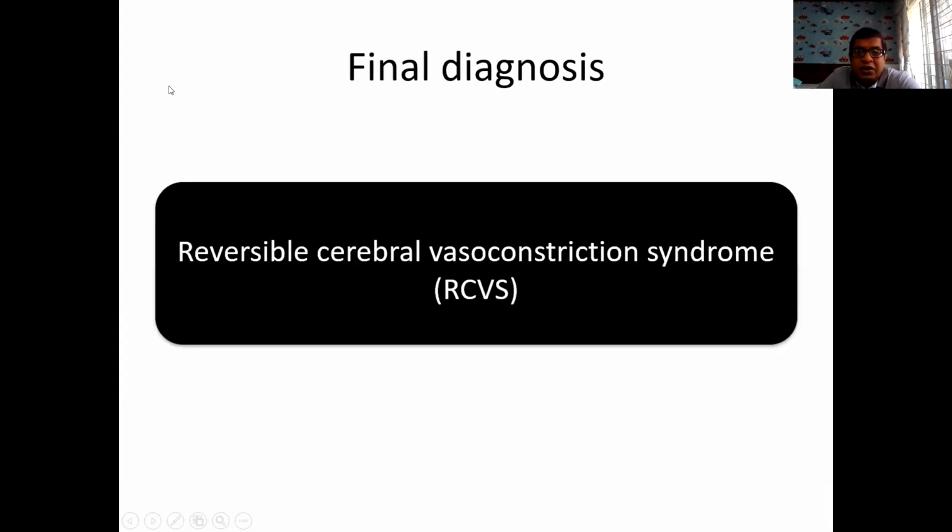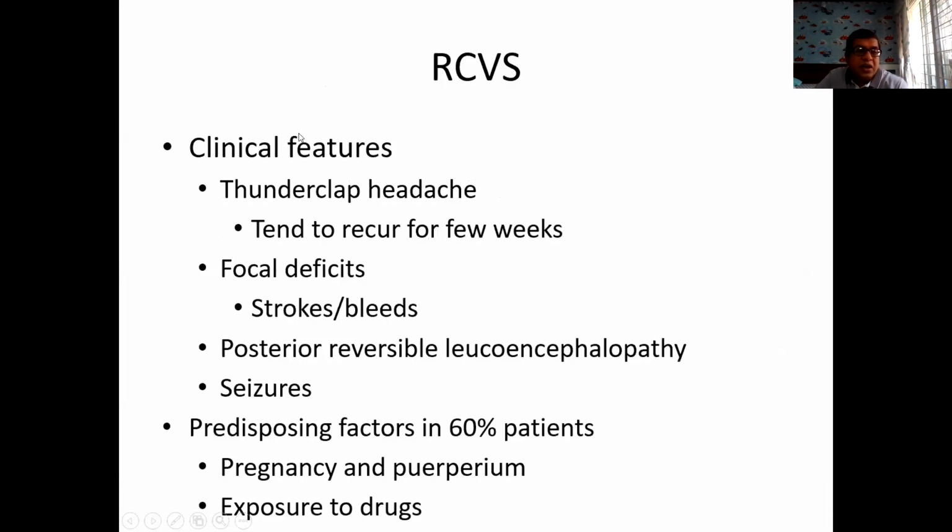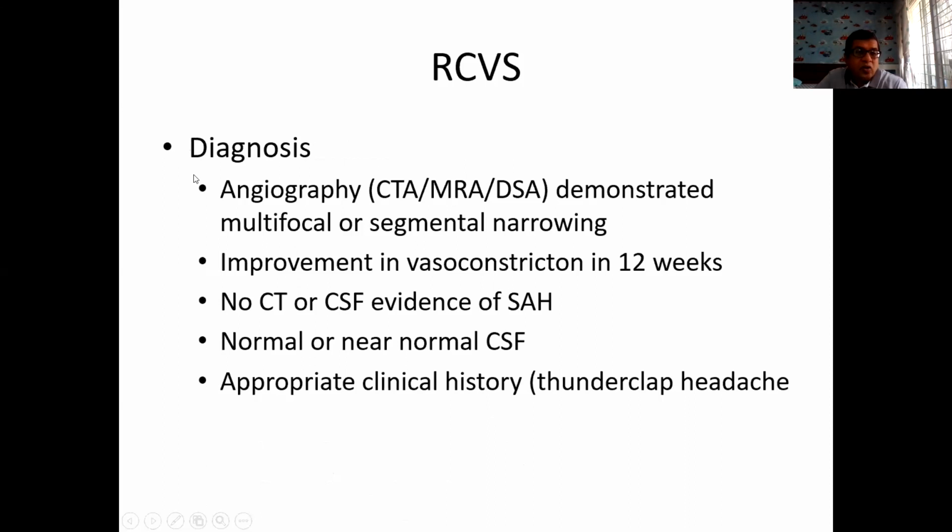There was a discussion of RCVS a few days ago in one of these fine evening programs, so I won't go into detail of it. A large number of other names were given, and it was Anish Singhal who really coined the term RCVS. The clinical features include recurrent thunderclap headache. There may be focal deficits which can come later. Some of these patients may rarely have encephalopathy. Seizures may be there in some of these patients. Drugs, serotonergic and sympathomimetic drugs, as well as pregnancy may be predisposing factors in 60% of the patients. There are diagnostic criteria where one has to do angio, and we have to demonstrate that the vasoconstriction improves after 12 weeks, and there is no other evidence of SAH, etc.